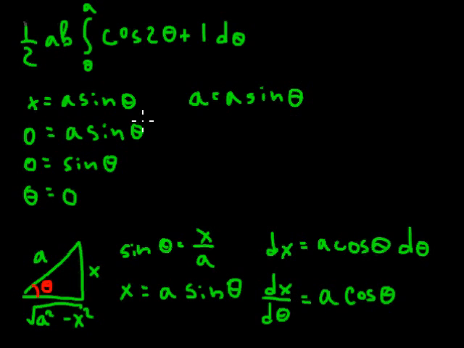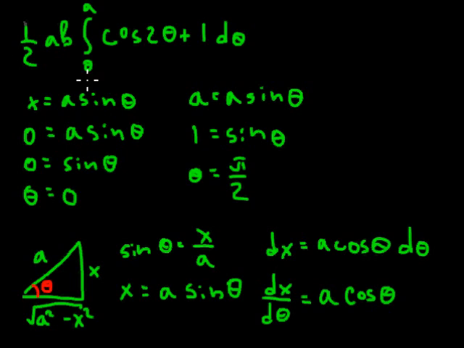So we substitute this upper limit into x and we find a new upper limit for theta. Let's solve this equation. We just divide by a on both sides and we get 1 equals sine theta. And sine theta equals 1 when theta equals pi over 2.